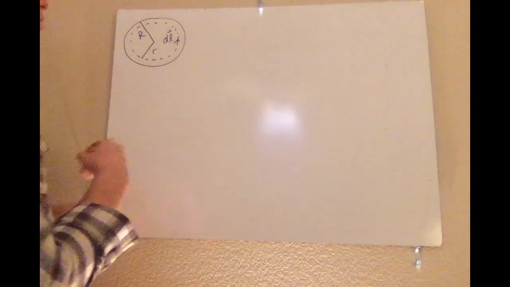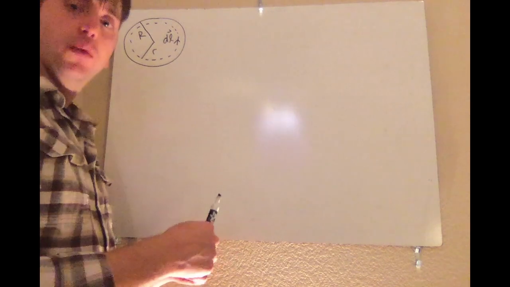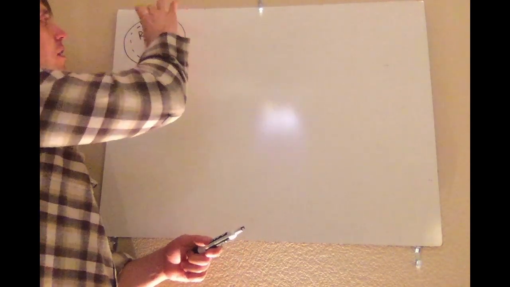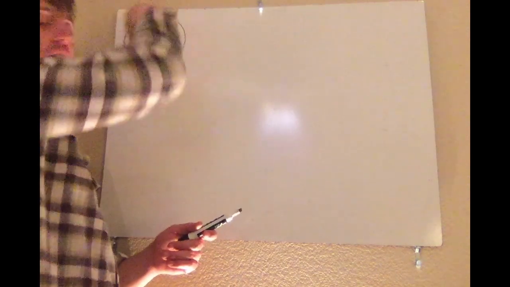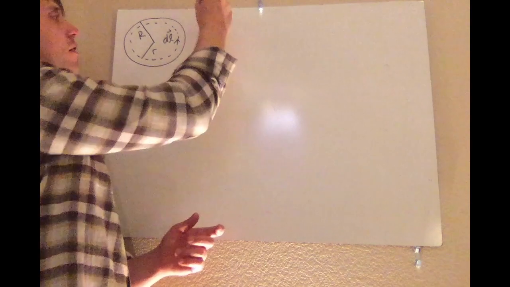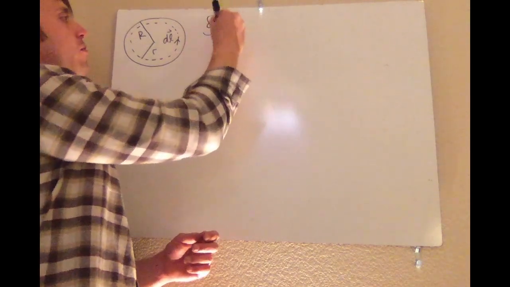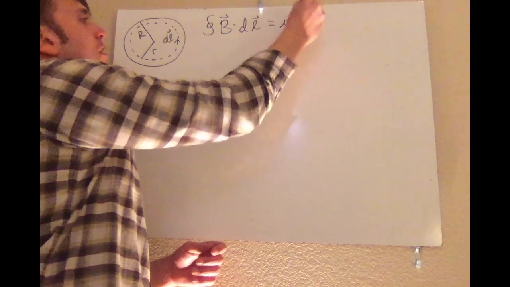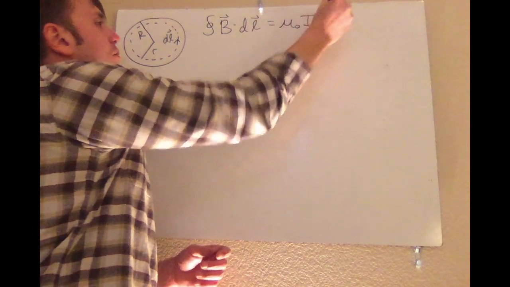And since we're trying to consider what the B field looks like when we're inside the wire, our Amperian loop is going to be this. It's just a circle with a radius that's less than the radius of the wire. And we're going to apply Ampere's law. B dot dl equals mu naught times I enclosed.